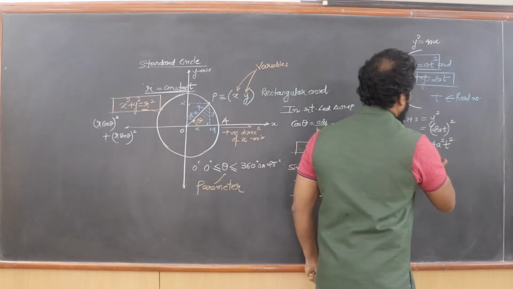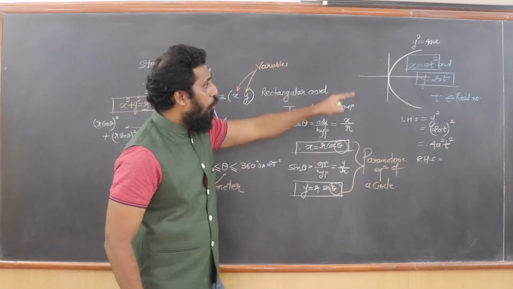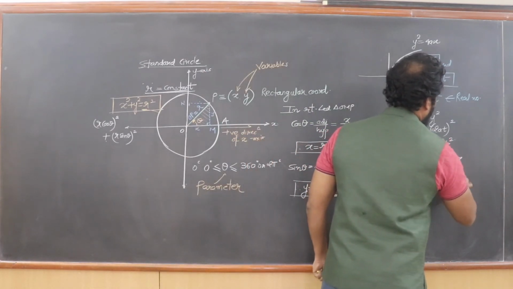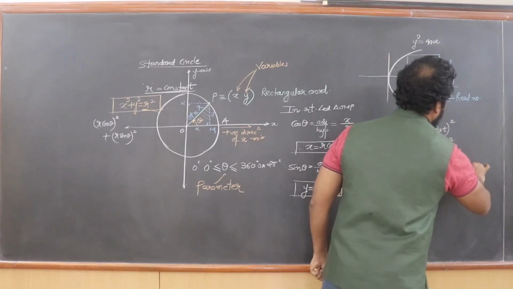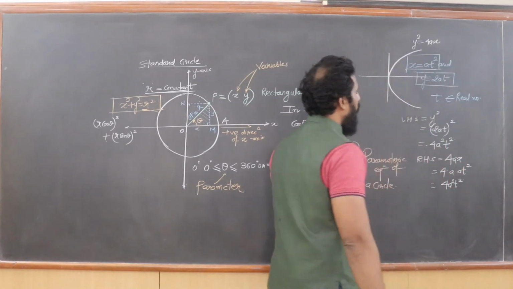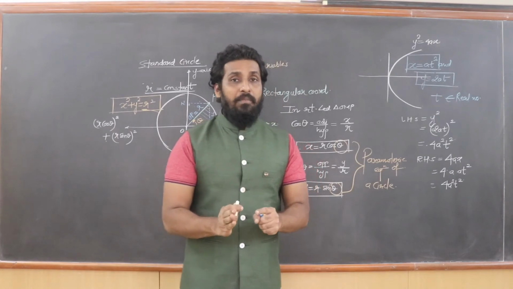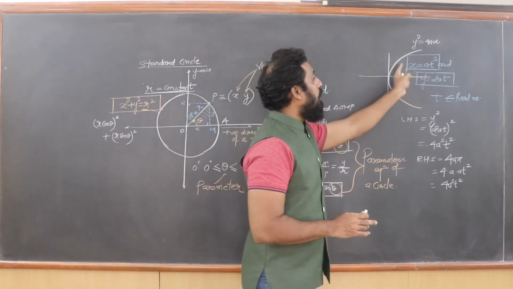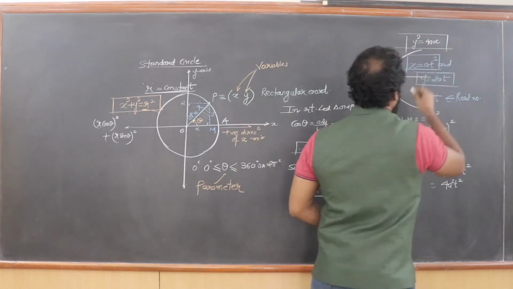Let's solve the right hand side. So RHS is going to be 4ax. So let's write 4ax over here. So I get here 4a into x is what? The value of x is at square. So I write at square. That gives me 4a square t square. So now if you observe the LHS and the RHS, both of them are giving me the same value, isn't it? That means these two equations which are written are satisfying my Cartesian equation.